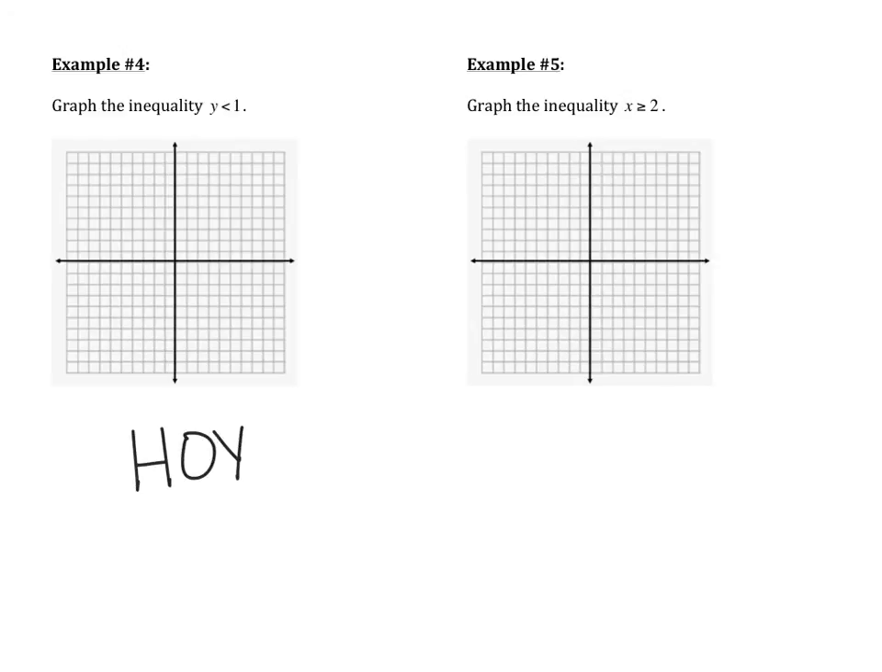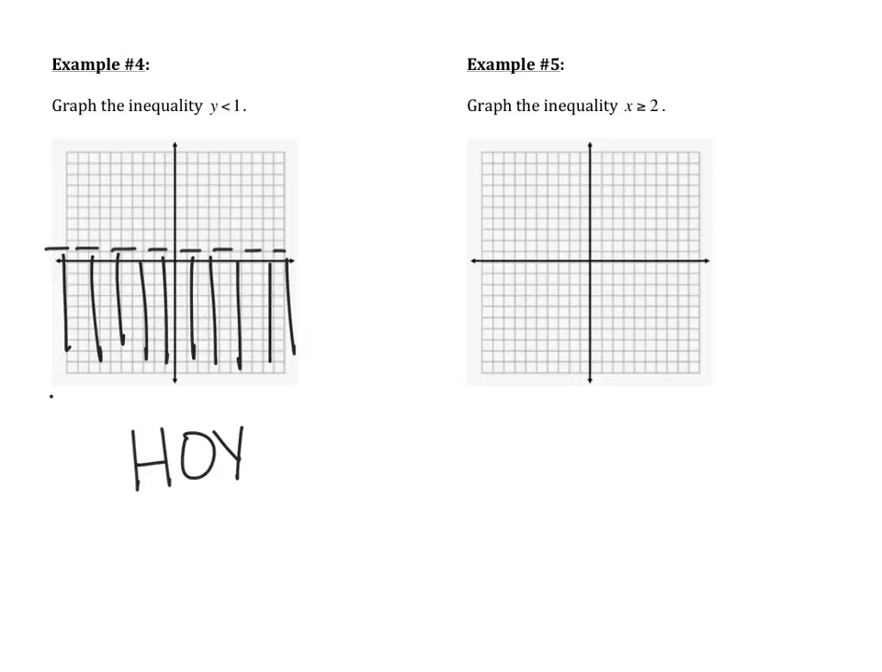A HOY line is horizontal, has a 0 slope, and it's y equals. But in this case, it's not y equals since we have an inequality, but we're still going to have a horizontal line. So I'm going to go up to where y equals 1 and draw a horizontal line through it. However, since it's not equal to, I'm going to do a dashed line. So there's my dashed line, and again, I did dash because it is not equal to, and it says y is less than 1. y is less than 1 below that line, so I'm shading below it.